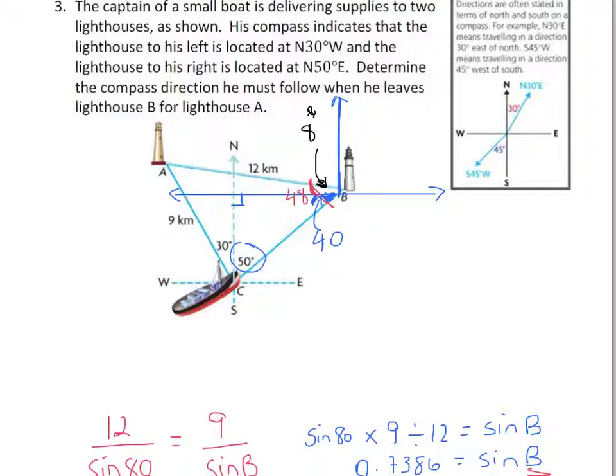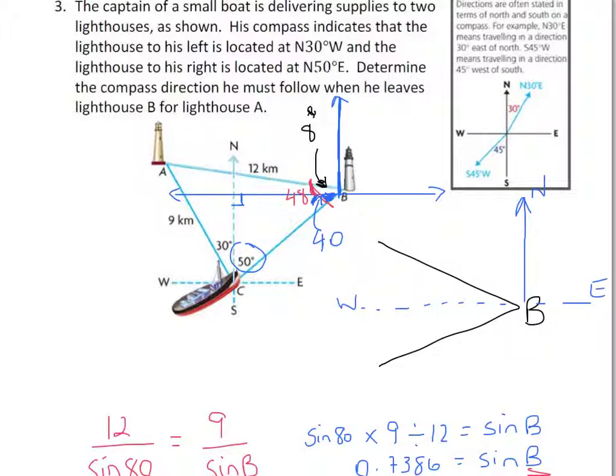Okay, so let me just redraw angle B for you guys here. So that's angle B right there. We have a line going straight north, and we have the east and west line also right there. That's west and that's east. Now the east and west line is splitting the whole angle B into two angles, one that is 40 and one that is 8, and the total angle is 48.